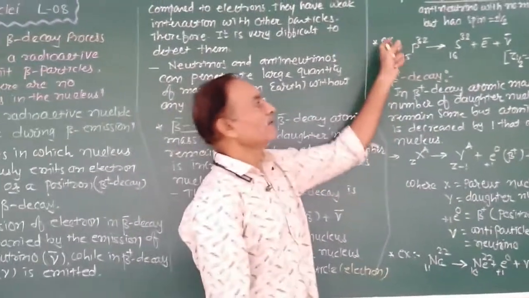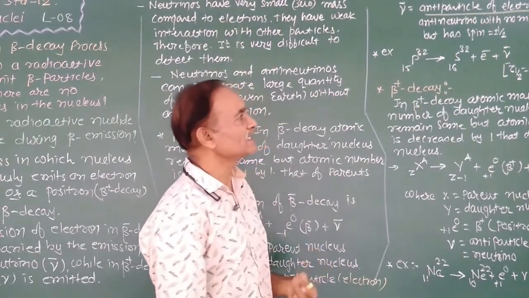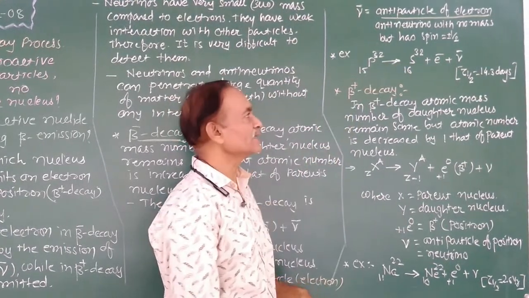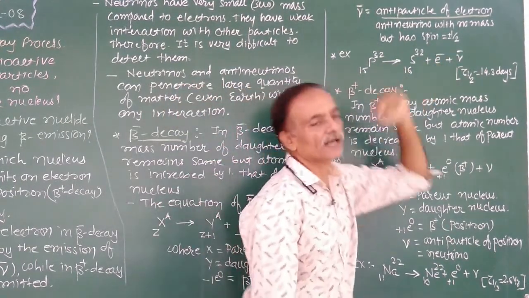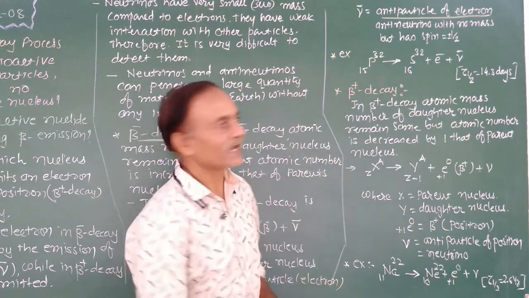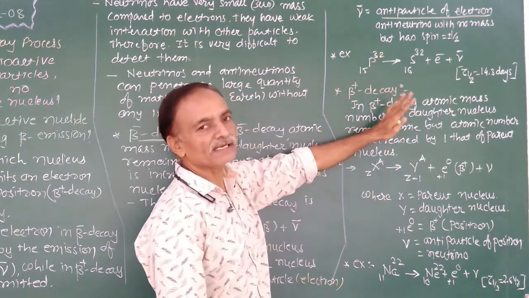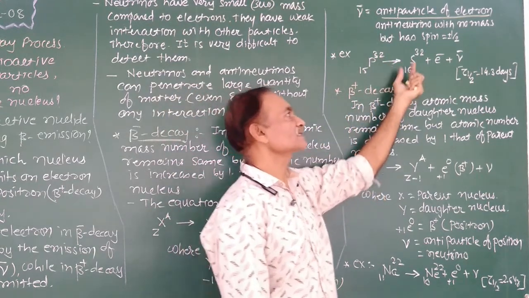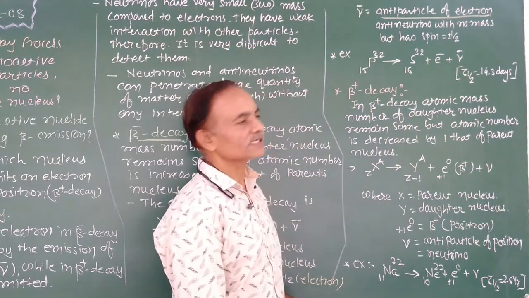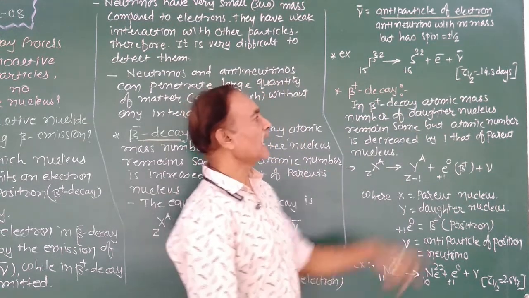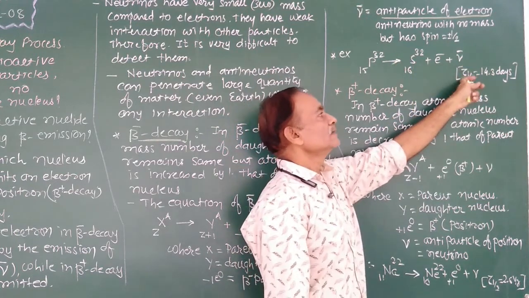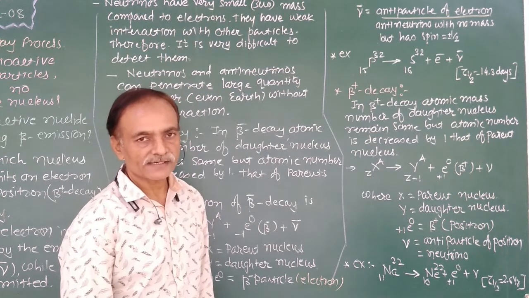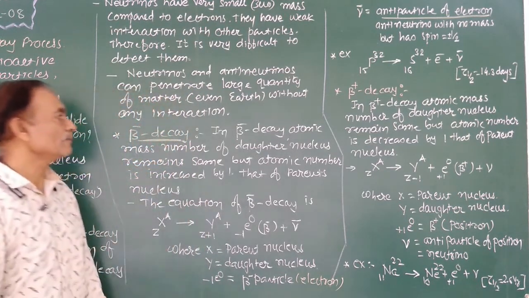Okay. Now, an example of beta minus decay is phosphorus-32 (15, 32) converting into sulfur-32 (16, 32) plus an electron plus an anti-neutrino. The half-life of this decay is 14.3 days. Right?